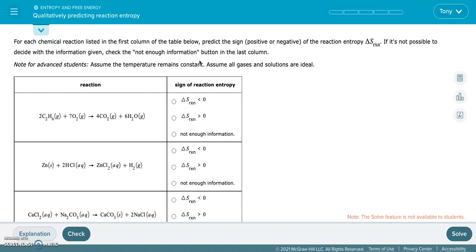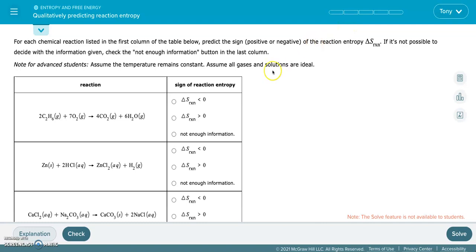So this is an ALEKS topic that's called Qualitatively Predicting Reaction Entropy. It's a really nice introduction to the concept of entropy, and we'll go through again the learning progression that we would go through here to see a few different examples and to basically work our way through until we have gotten credit for learning this topic.